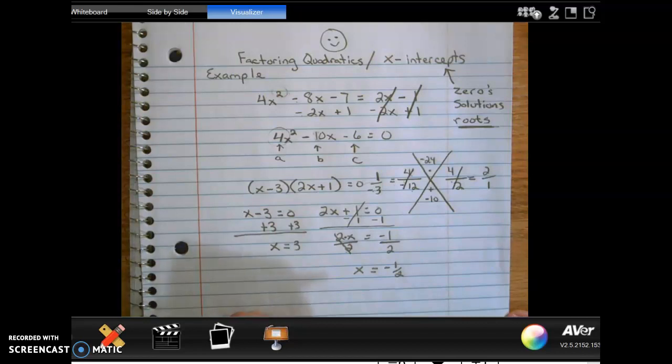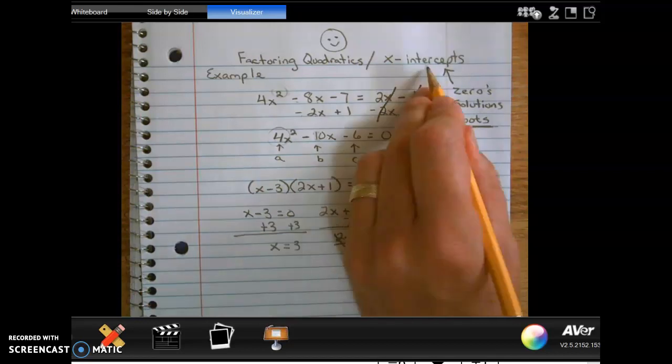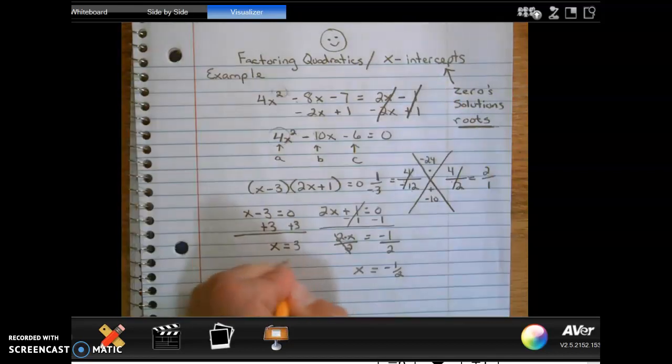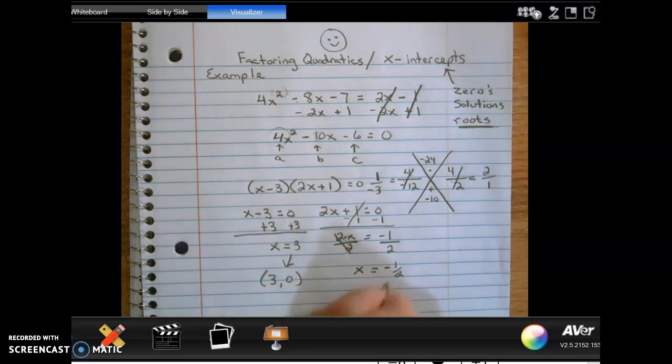So now, right now they're written as solutions, and we want to write them as x-intercepts. So this x-intercept is going to be (3, 0). And this x-intercept is going to be (-1/2, 0).